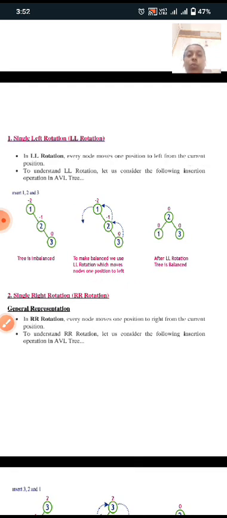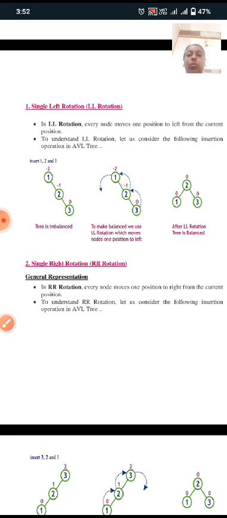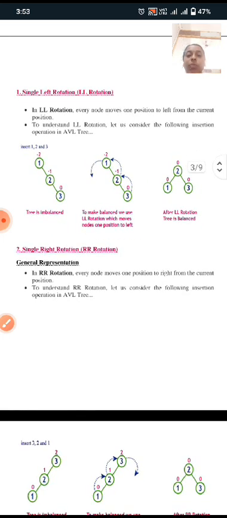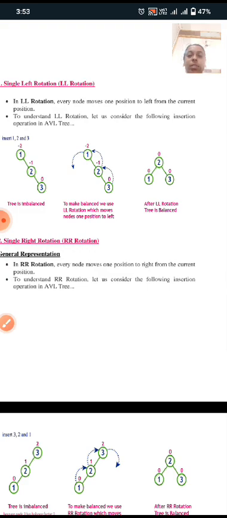The first one is the single left rotation. Here every node moves one position to the left from its current position. This is an example for single left rotation. For example, 1, 2, 3, find the balancing factor of each node. Node 1's balance factor is -2, node 2's balance factor is -1, node 3's balance factor is 0. So the tree is imbalanced. To make the tree balanced, we use left rotation, which moves nodes one position to the left. After rotation, the tree is balanced.